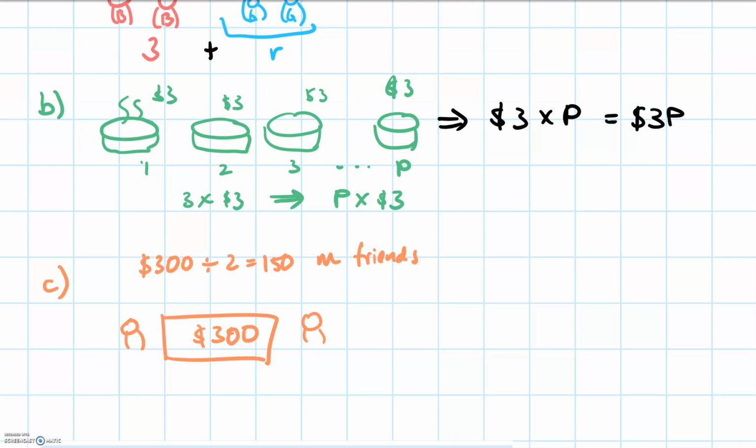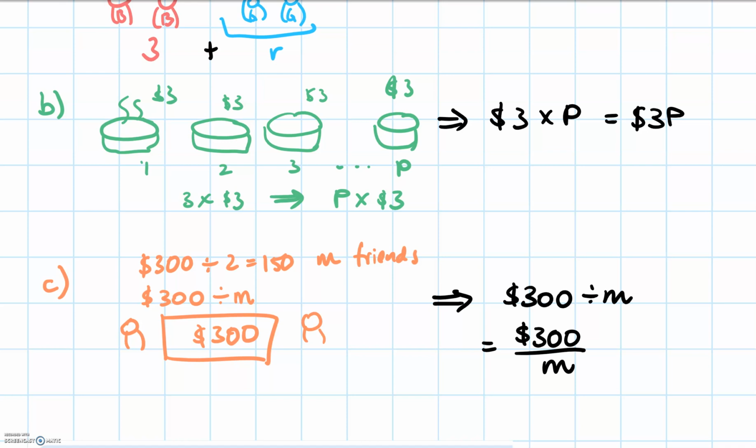So here, because I'm doing it between M friends that I don't know, I'm just going to follow that pattern. I'm going to do 300 divided by, instead of 2, how many friends do I have? M friends. So for this one, I'm going to write it as 300 divided by m. Now in mathematics, there's a way that we write this. When we write division with algebra, we often like using fractions. So here, I'm going to write it as 300 over m.